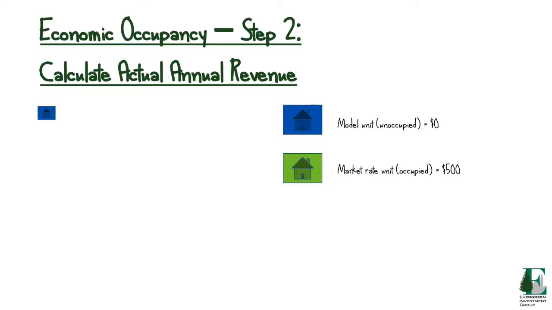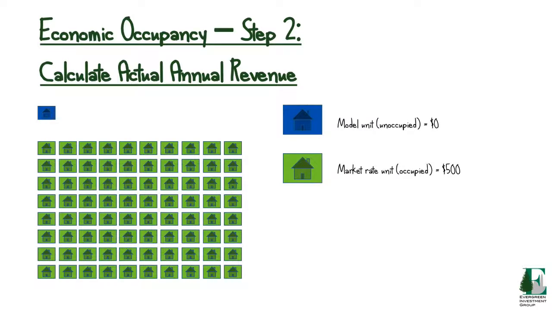The next step is to calculate the actual annual revenue. And again, we're going to color code. So our model unit's still going to be blue. It's unoccupied and it's paying $0 in rent. Our green units this time are going to represent what we'll call market rate units. These are occupied by tenants with leases in place for the going market rate, which again is $500 a month. There are 80 of those units.